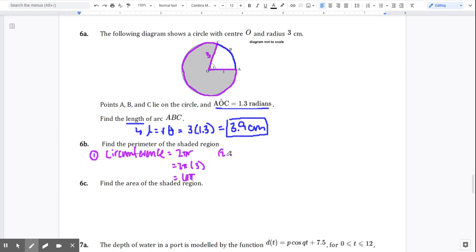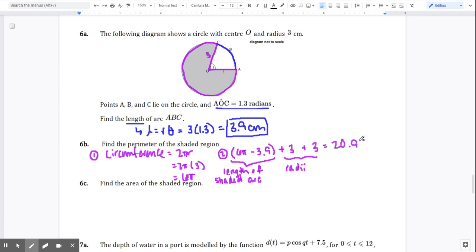Step 2, I'm going to find the whole perimeter. So I'm going to find first the length of the shaded arc. So taking that 6 pi minus that 3.9 that we had just gotten. And then to that, whatever that is, I will add my 2 radii. When I do that, I get 20.949, or to 3 sig figs, just 20.9 centimeters.